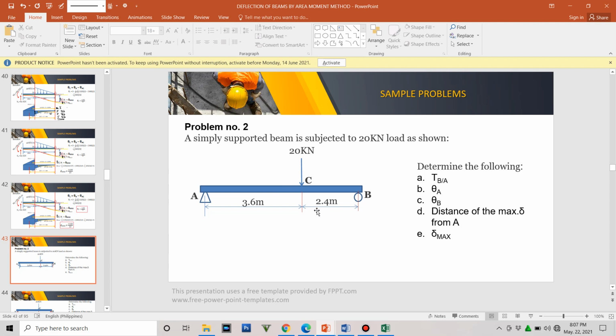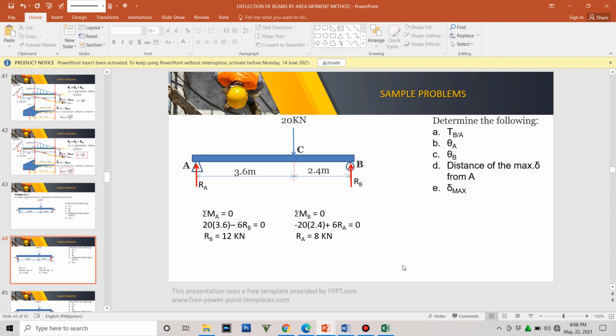So, the maximum deformation is somewhat beyond the center line of this beam. By the way, that is a 6 meter beam. So, the maximum deformation is not at 3 meters, not at the middle. It will go slightly beyond. And after which, we are going to compute delta max.